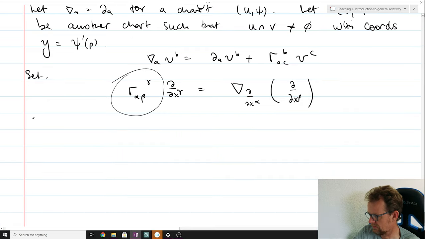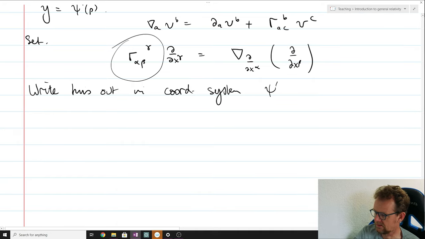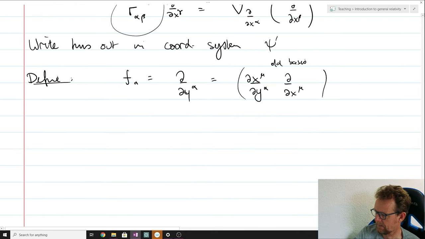But now we're going to write this all out in the coordinate system psi prime. Well, we need to work out how our derivative operator basis, our tangent vector basis, transforms under this change of coordinates. So we're going to define the following basis vector for the tangent space in our new coordinate system, d/dy alpha. But how does that look in terms of our old basis? Well, we just have to change the coordinate system. That's how it looks in the old basis. So it's a linear combination of those tangent vectors. And then we also define the Christoffel symbols with respect to this new basis.